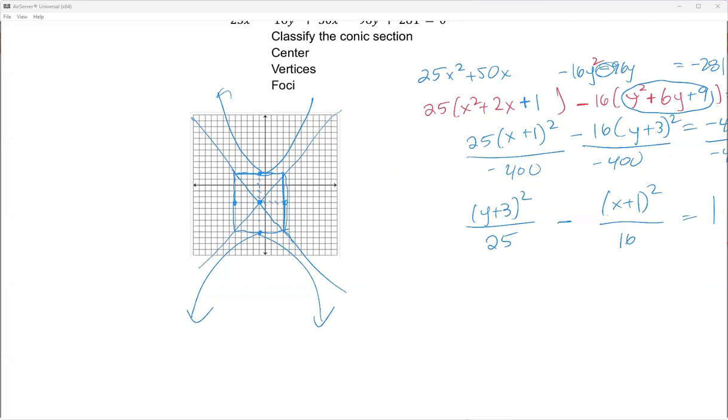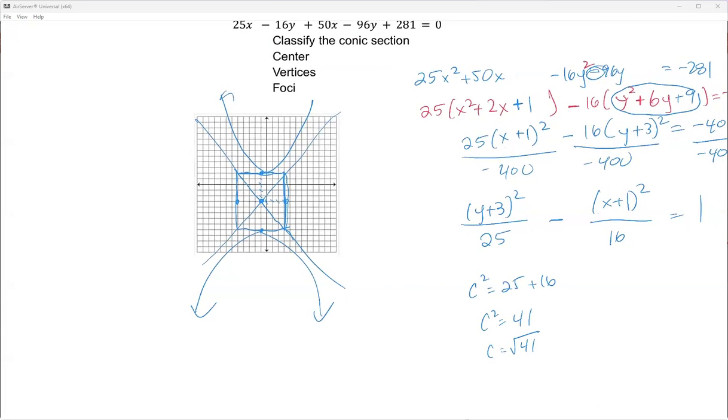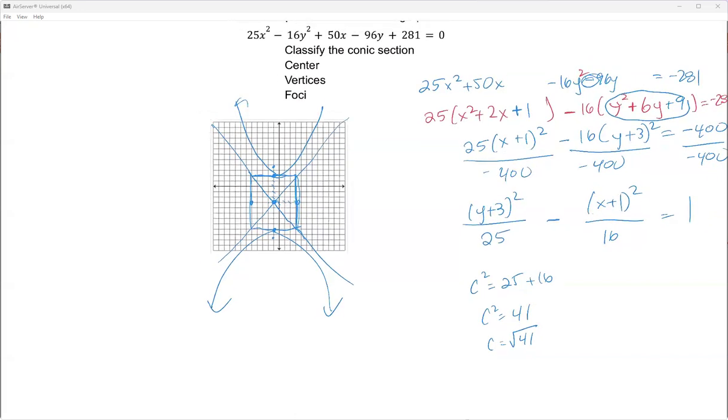You have to get the focus, and c squared is equal to 25 plus 16, right? So that's 41. C squared is equal to 41. Get the square root of 41, which is about 6.4. This is 5, so 1.4. So your focus will be, make sure you put all the coordinates down.